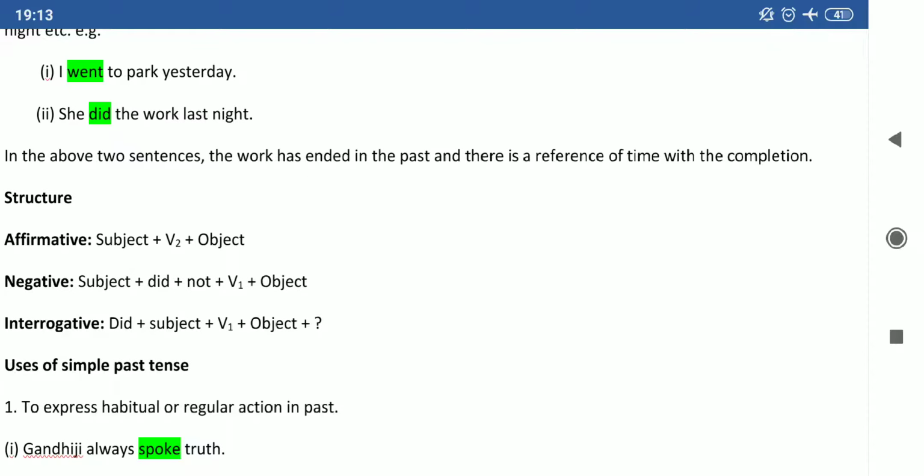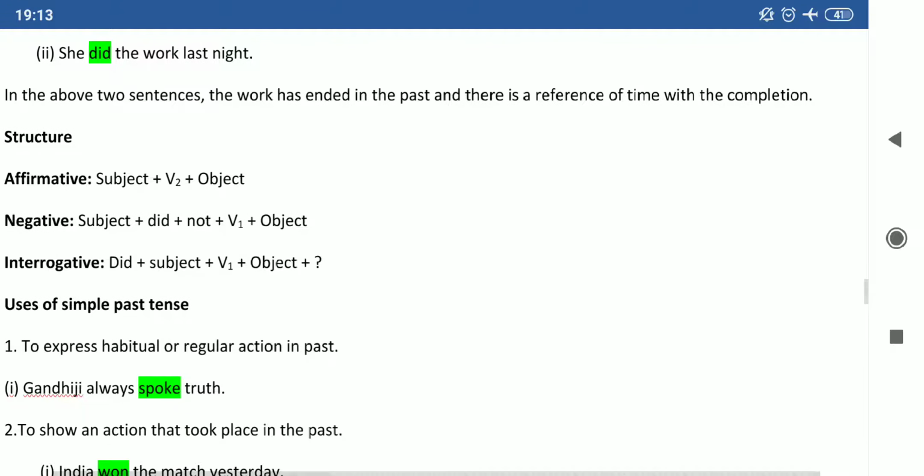In next sentence, she did the work last night. Last night tells you about the past time, and the second form of verb is used to make the sentence in simple past tense. In the above two sentences, the work has ended in the past and there is a reference of time with completion. Now, let's talk about its structure.